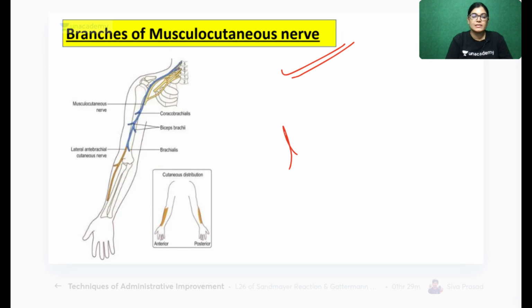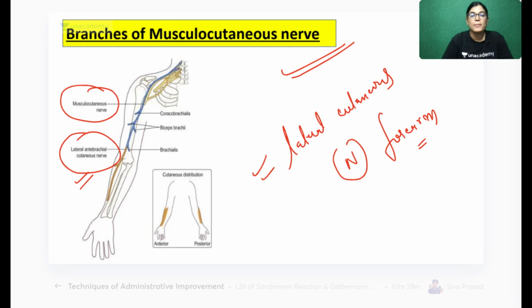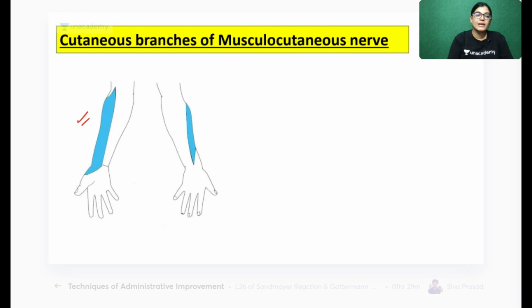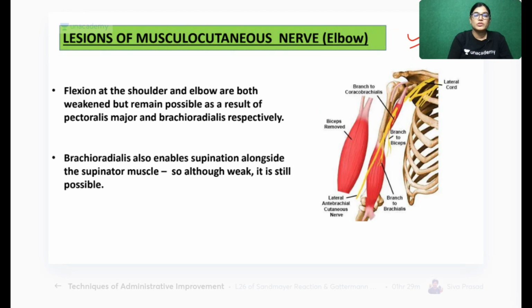Now the branch of musculocutaneous nerve is the lateral cutaneous nerve of forearm. Actually, the termination of musculocutaneous nerve is by becoming the lateral cutaneous nerve of forearm. So this is the musculocutaneous nerve. It forms the lateral cutaneous nerve of forearm, which gives innervation to the lateral aspect of the forearm. So here the nerve is also injured, and as you can see, this is the area of loss of cutaneous sensation, the lateral aspect of forearm.